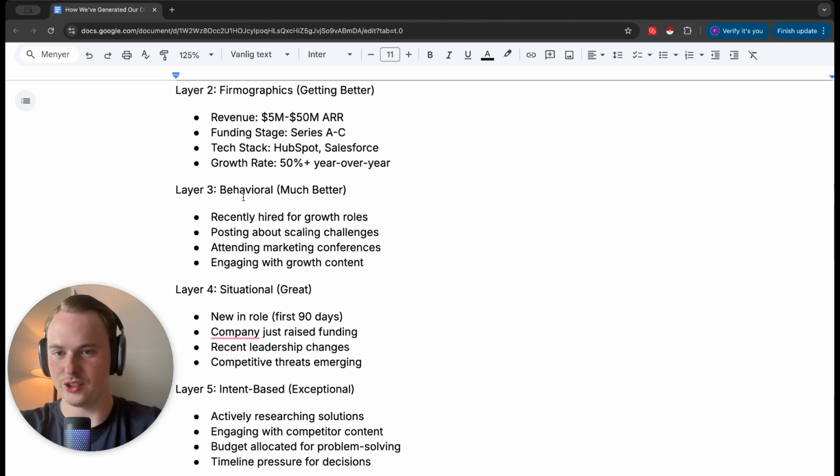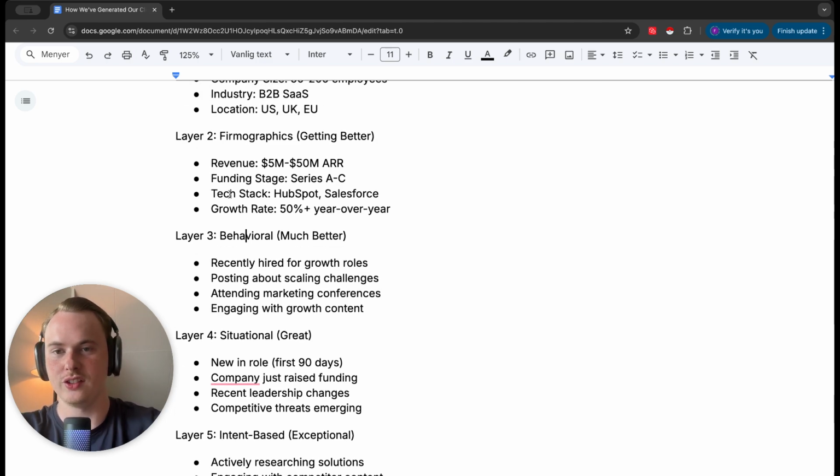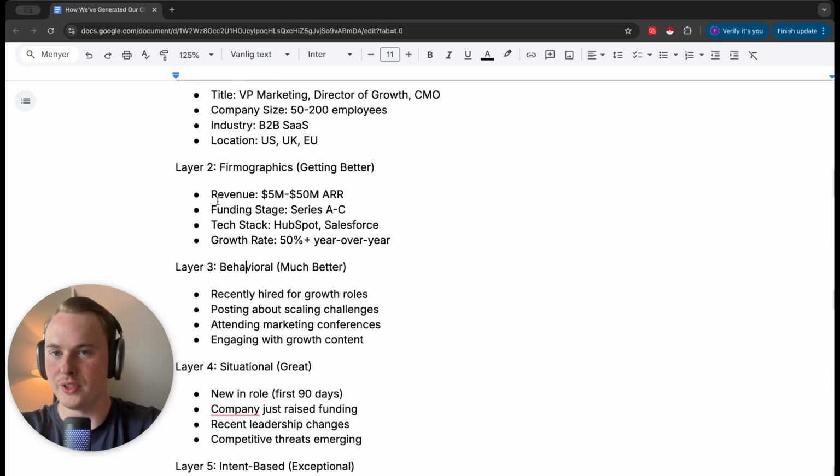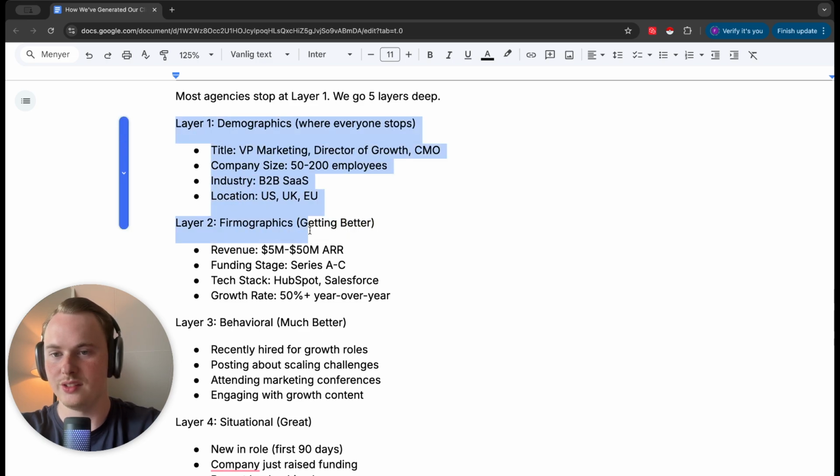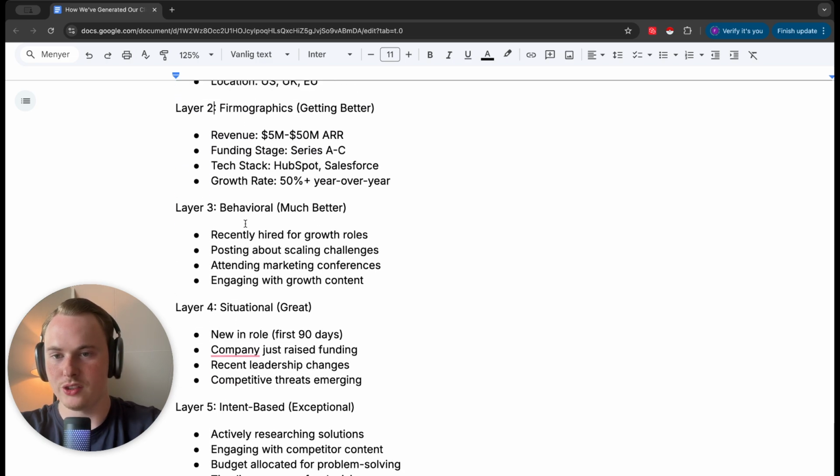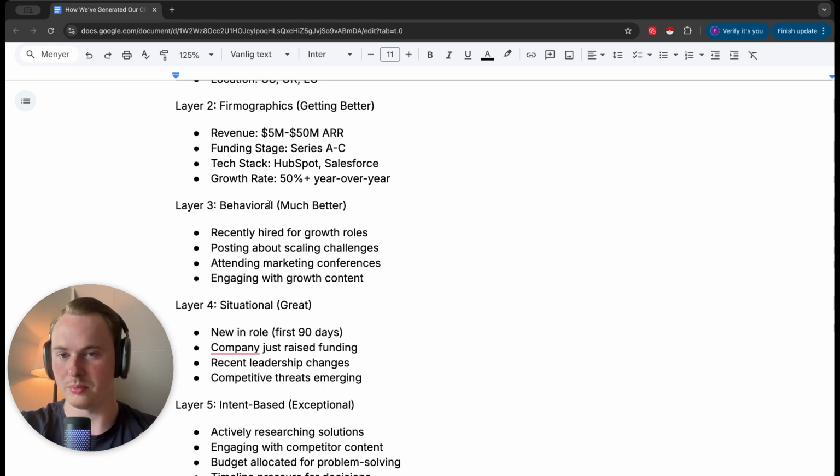Layer 3 is called behavioral. That's what we usually call it. And this is just getting better and better. So level 3 is layer 1 plus layer 2 combined pretty much. Now we're starting to get into this behavioral part. And this is where, for example, if they've recently hired for growth roles, so let's say you're a PPC agency and you want to target companies who are actively searching for a PPC role, like PPC manager, something like that. You could see if they're actively hiring for that role, or if they have recently hired for it, and then use that to frame your messaging.